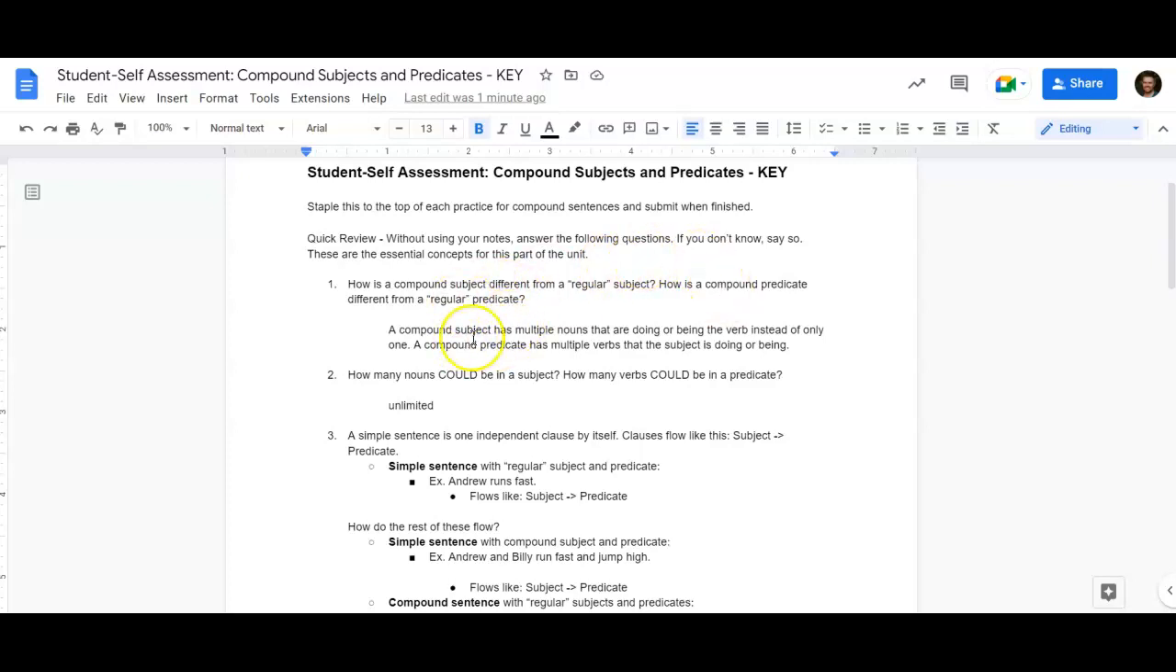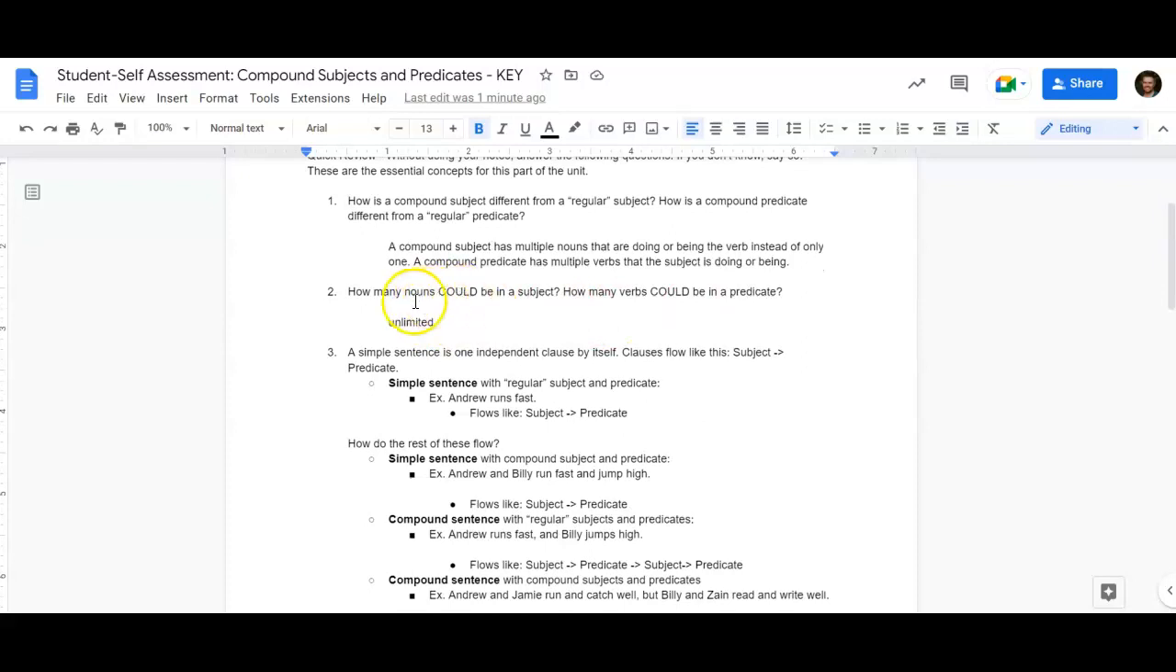And the key for this one really is that a compound subject is going to have multiple nouns. That's the nature of a compound subject. That does not mean, and this is the big misconception, that you have multiple subjects. If you have a compound subject, it is still one subject. You just have multiple nouns in that subject. And it's the same thing if you have a compound predicate. You're looking at multiple verbs in that predicate. You are not looking at multiple predicates. So keep in mind that a compound subject is just one subject and a compound predicate is just one predicate.